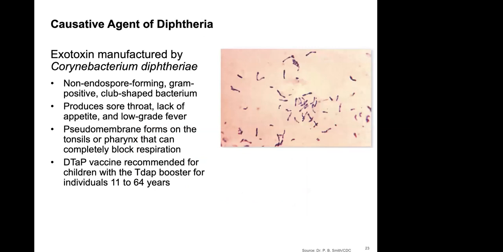The causative agent for diphtheria is an exotoxin, which is manufactured by a bacteria called Corynebacterium diphtheriae. And this actually causes a pseudomembrane to form in the back of the tonsils. And Corynebacterium diphtheriae actually has a very distinct odor that if you smelt it once, you'll always remember it. And if you have a patient that has diphtheria, unfortunately, it's going to sort of come off on their breath. And a seasoned doctor that's seen this before can do a quick diagnosis just based on the odor. The DTaP vaccine is recommended for children with the Tdap booster for individuals 11 to 64.